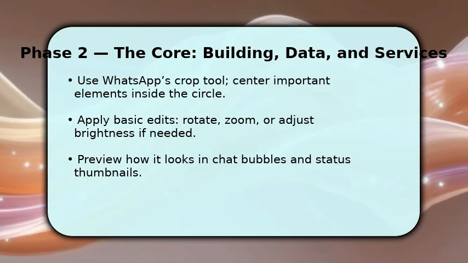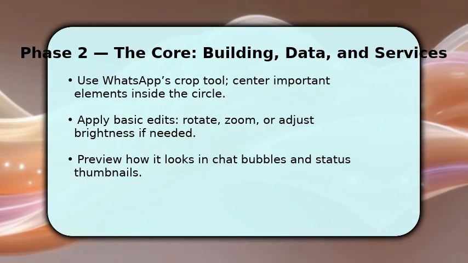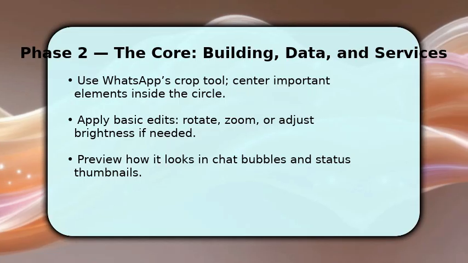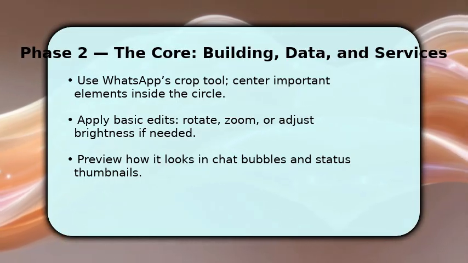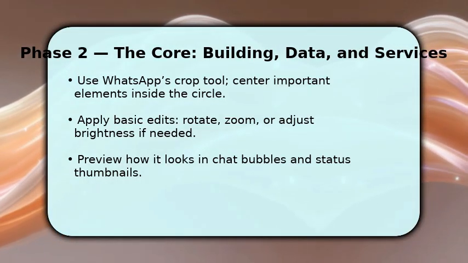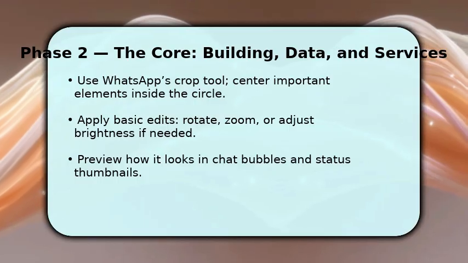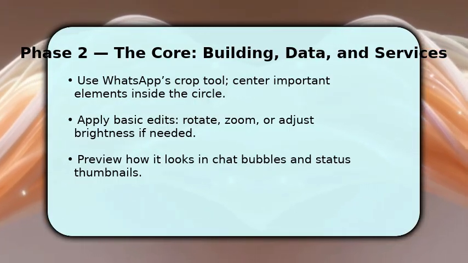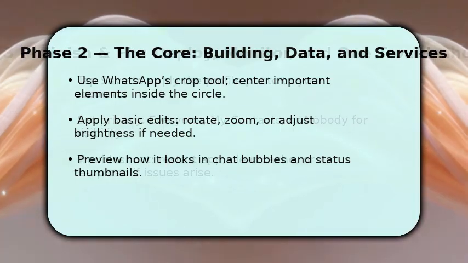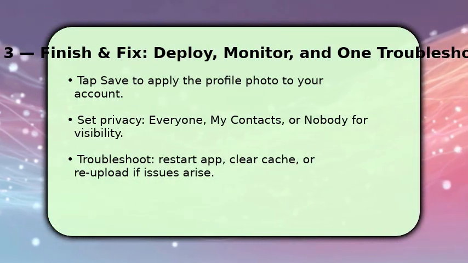If needed, adjust brightness or contrast so the image reads well at small sizes. Once adjusted, tap Done to save the crop and check the preview in a chat or a contact list since thumbnails shrink and details can disappear if overcompressed. Finish by tapping Save so your new profile photo uploads to your account. You'll see it update across devices.